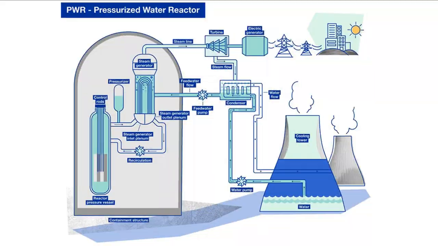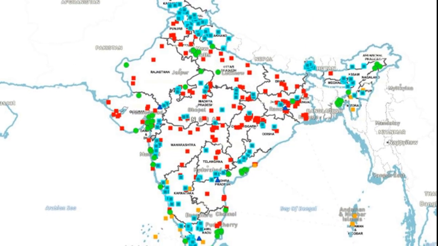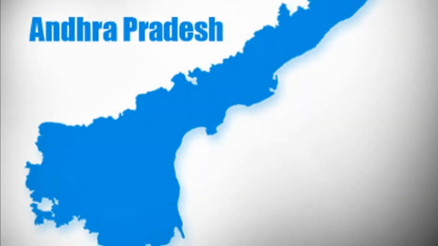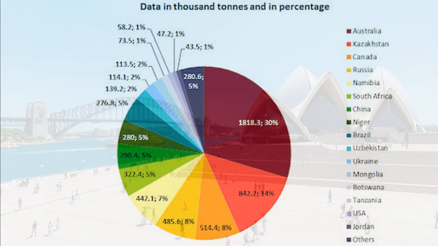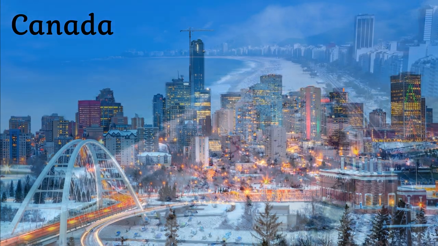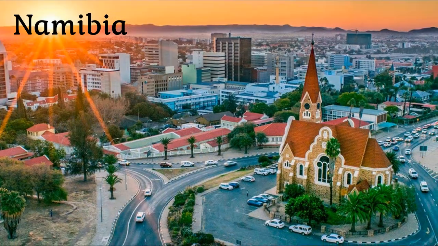Uranium. It is used to produce nuclear energy. In India, it is found in the states of Andhra Pradesh and Jharkhand. The major uranium deposits of the world are found in Australia, Canada, Brazil, Greenland, Kazakhstan, and Namibia.